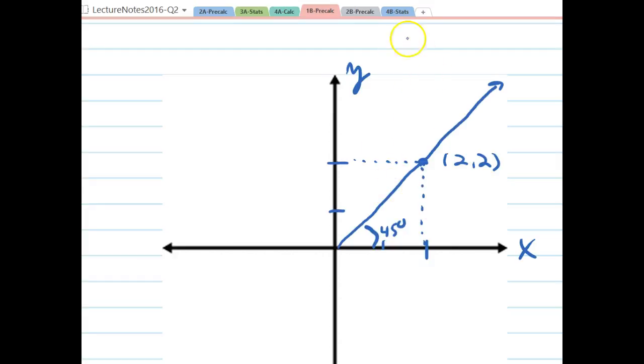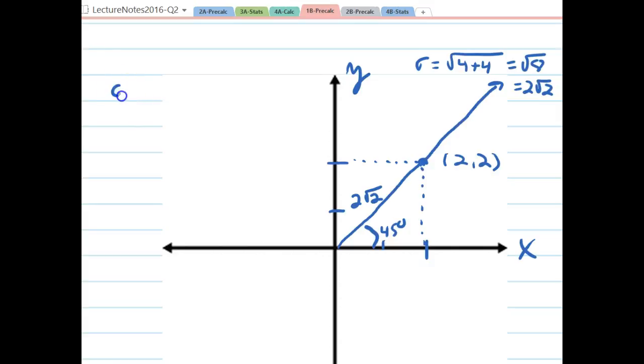My R value right there is going to be the square root of 4 plus 4, 2 squared plus 2 squared, x squared plus y squared. It's the square root of 8, simplified 2 root 2. So this length here is 2 root 2.